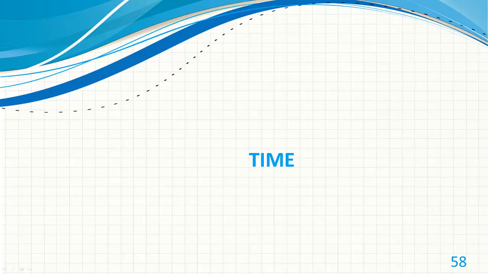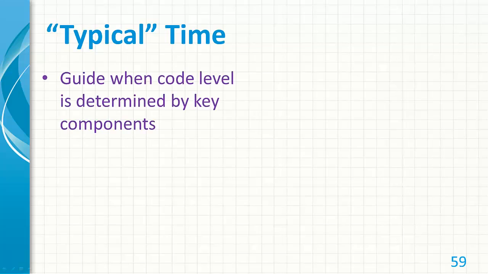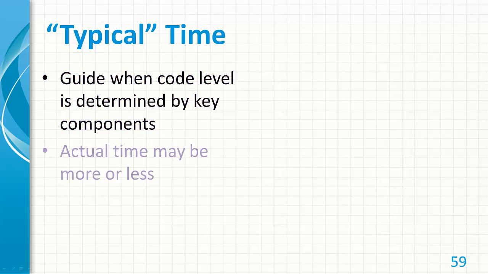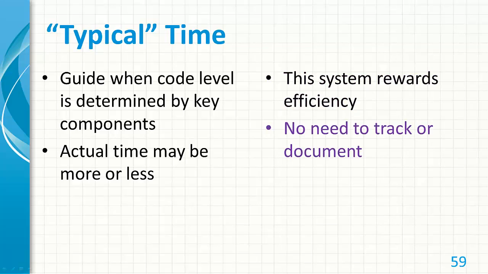On to time. Time sounds simple, but is one of the more confusing components of E&M codes. Each code lists a typical time. When the code level is determined by key components, the typical time is just a guide. The actual time may be more or less. The system was designed to reward efficiency. If you are able to complete the required task in less time than the specified typical time, you still get credit for that level of code. There is no need even to document or track the time when coding based on key components.